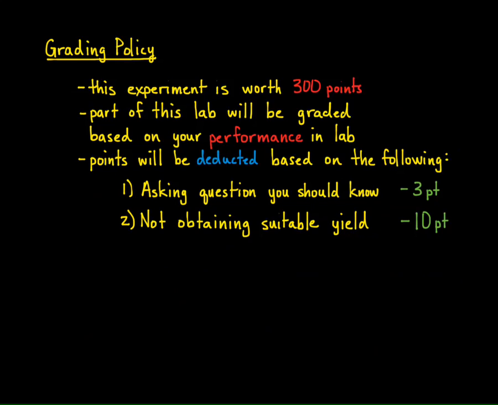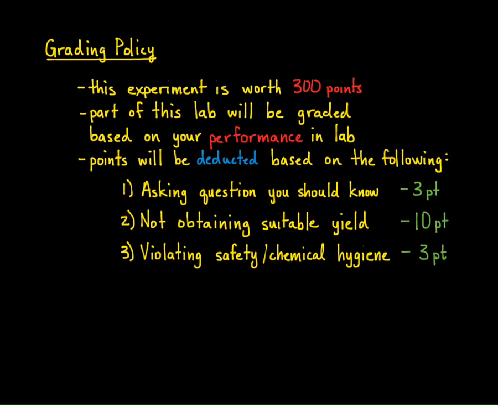If you do not obtain a suitable yield for both para-nitroacetanilide and para-nitroaniline, you will lose 10 points for each substandard yield. Also, if you violate any safety protocols or chemical hygiene, including not wearing your goggles or gloves, leaving reagent bottles open, leaving the balance areas a mess, or leaving lab supplies out, you will lose 3 points per violation. Keep in mind these deductions are out of 300 points.